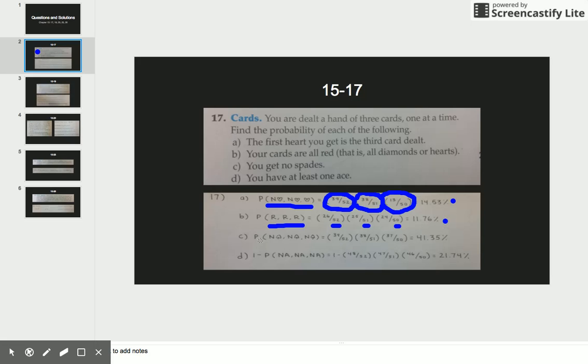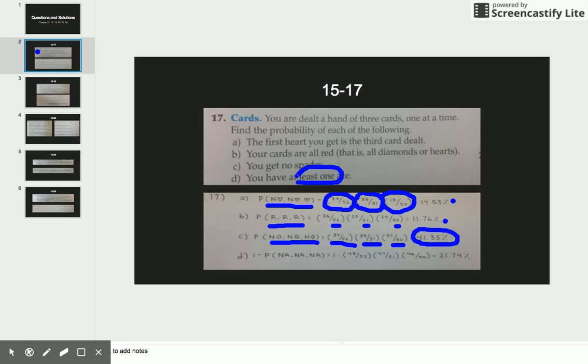The next one, I've got no spades. To figure this out, I need to figure out how many spades there are. There's 13 spades in a deck of cards, so no spades must be 39 out of 52. And then again, it goes down each time. I multiply all those and I get 41.35%.